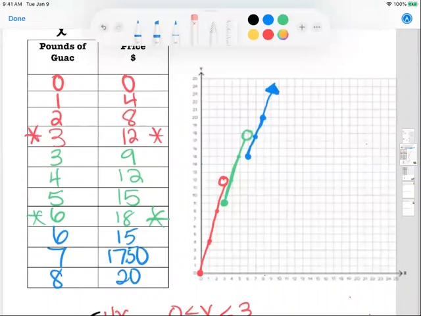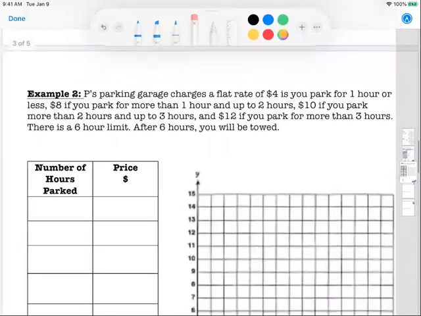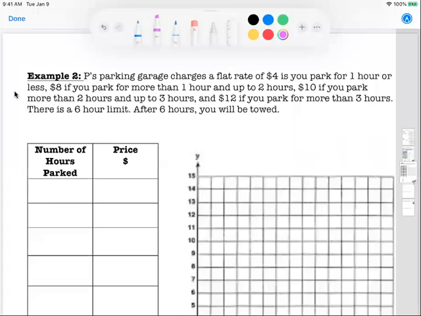Why don't you guys pause the video here and see if you could maybe get started just highlighting the different parts of the next function. Piece parking garage. So pause your video, read through it, highlight it, and see how much you can do on your own. Okay, for example 2, it says Piece parking garage charges a flat rate of $4 if you park for 1 hour or less.